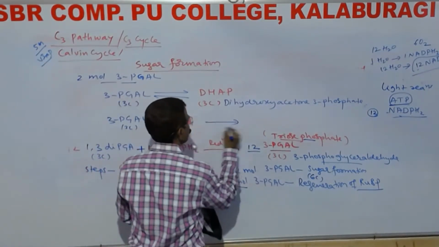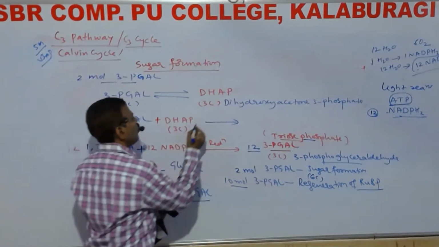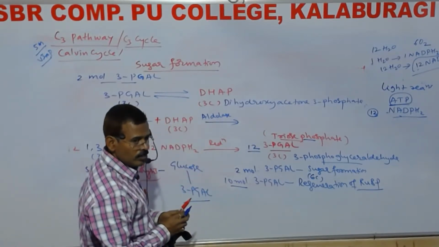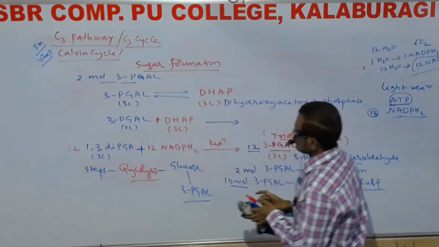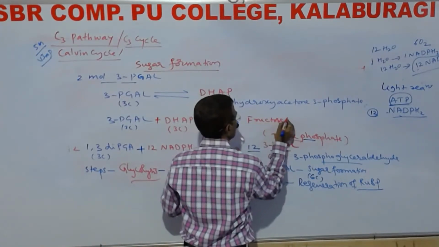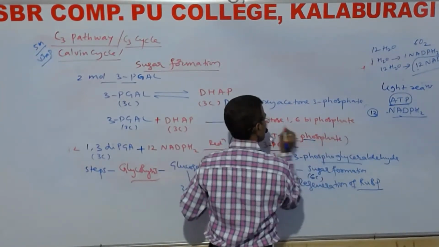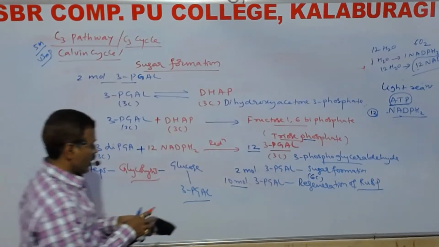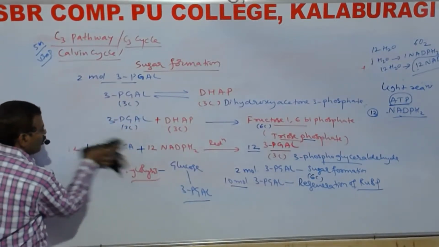Aldolase enzyme is involved. I'm not mentioning many of the enzymes. Okay, aldolase, that is the previous step, you leave it. Now, what will we get? The product is fructose 1,6-bisphosphate. Fructose 1,6-bisphosphate is formed. It is a 6-carbon sugar.